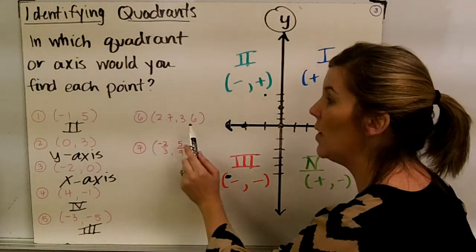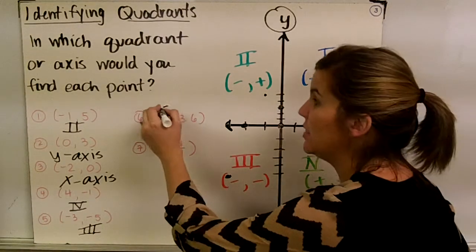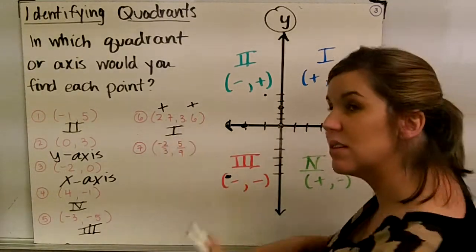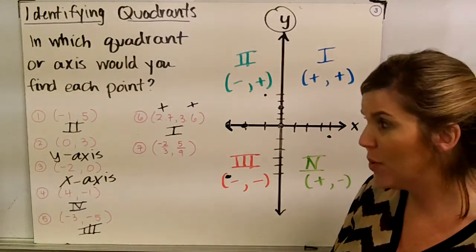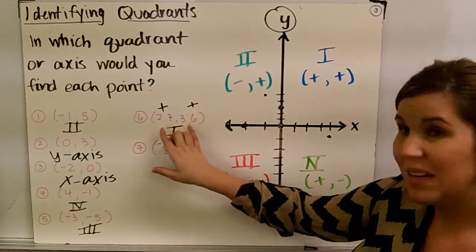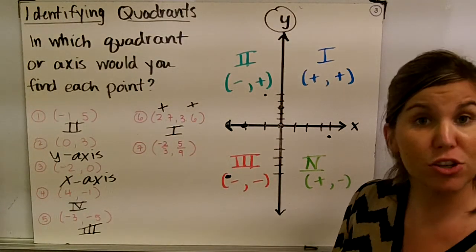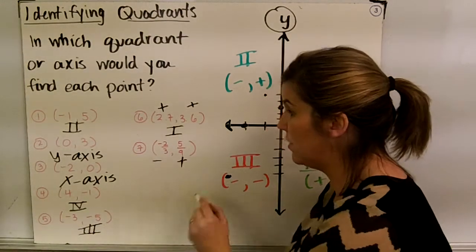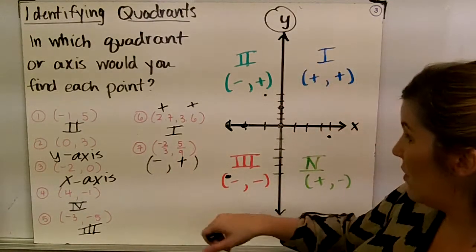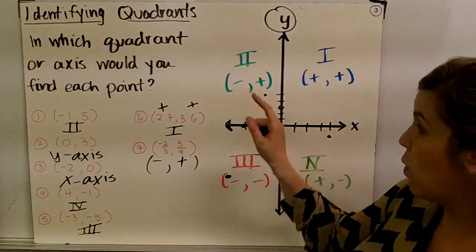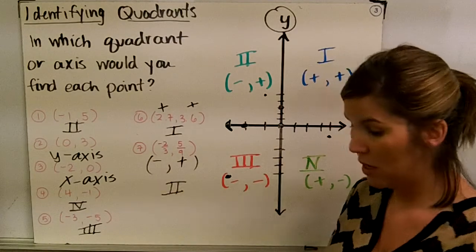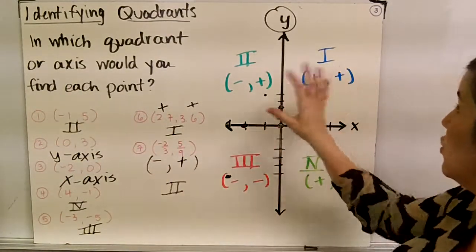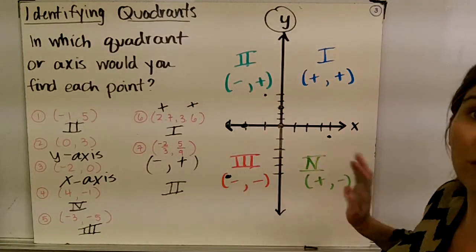Number 6, 2.7, 3.6. This is positive and this is positive. So we're in quadrant 1. I used this example to show you that points don't always come out to be whole numbers or integers. They can be decimals as well. Number 7 shows fractions. Here this is negative for the x and positive for the y. A negative x and a positive y, that's quadrant 2. So based on whether the x and y are positive or negative, you can identify quickly where the point should be located.